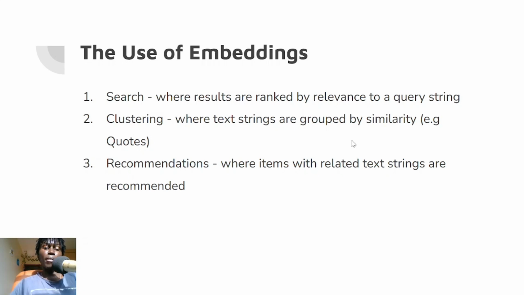Also, embeddings are used for clustering, where text strings are grouped by similarity. For example, you might have a huge database containing thousands and thousands of quotes, and you want to group the quotes. Let's say these quotes are for sports, these quotes are relationship quotes, these quotes are business quotes. You're able to group them together based on how similar they are to each other. So it's good for clustering.